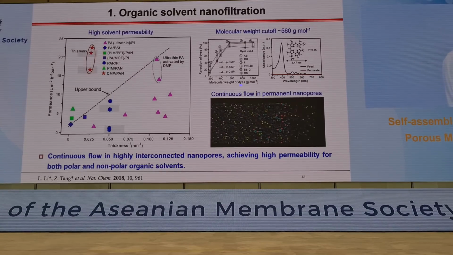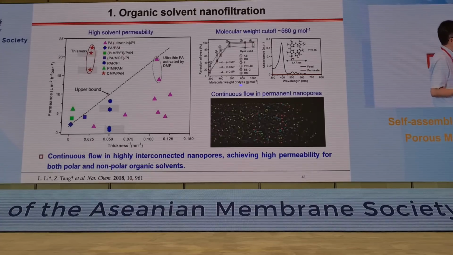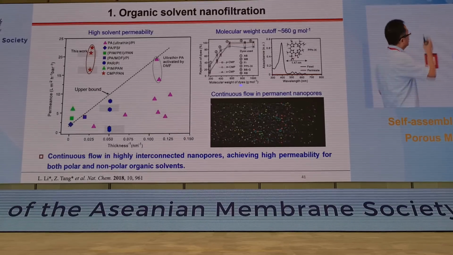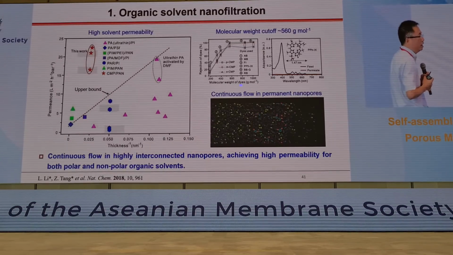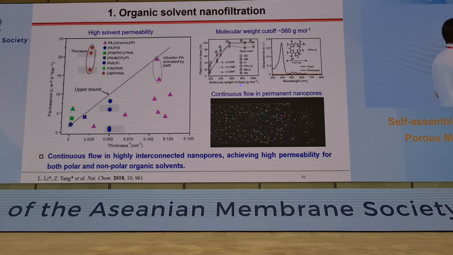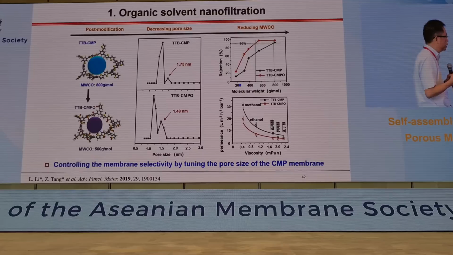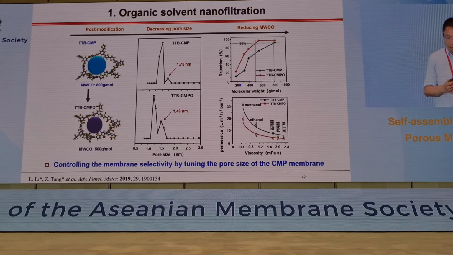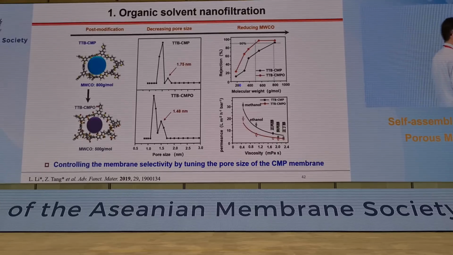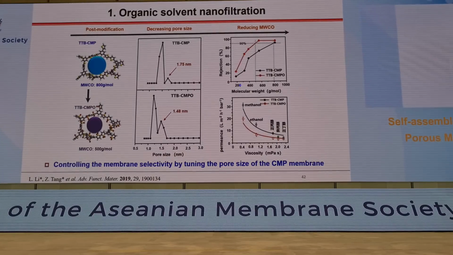Unfortunately, when we use this CMP membrane for organic solvent separations, we found that the precision is not too high. The molecular weight cutoff is only 560 Dalton. So in order to further increase the selective ability, we try to tune the pore size of CMP membranes by using different methods.